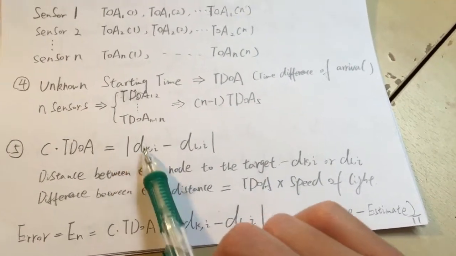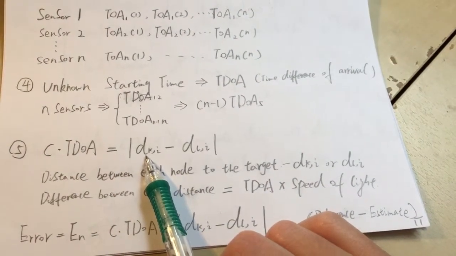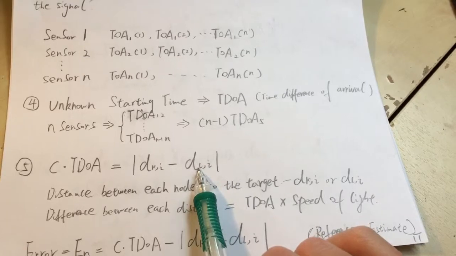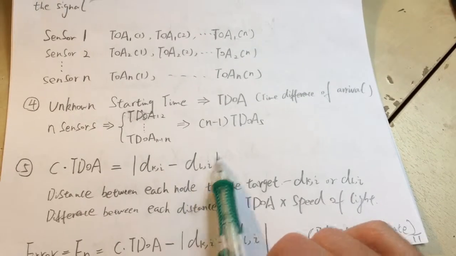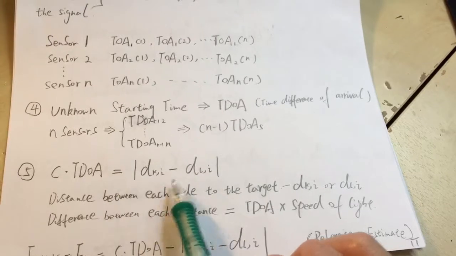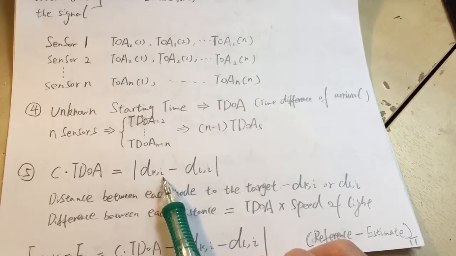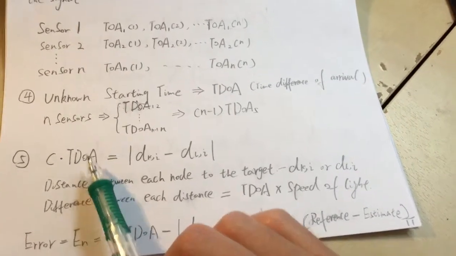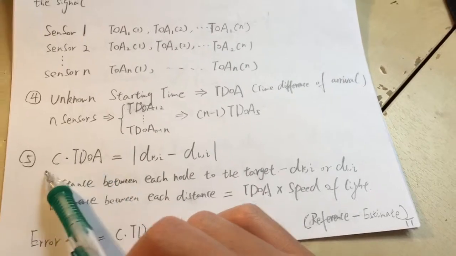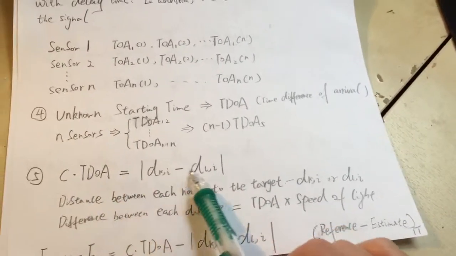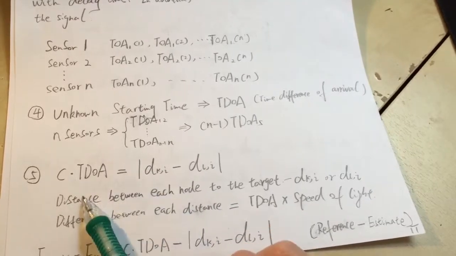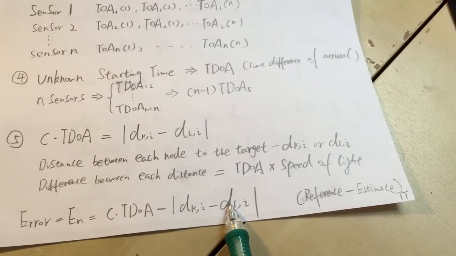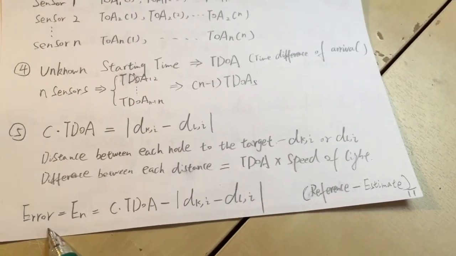Here d represents the distance from node k to the target, and here is the distance from sensor l to the target. When they are subtracted, taking the absolute value equals the time difference of arrival times the speed of light. This will be the reference, and this one will be the measurement. When the reference minus the measurement, the estimate, we get the error.